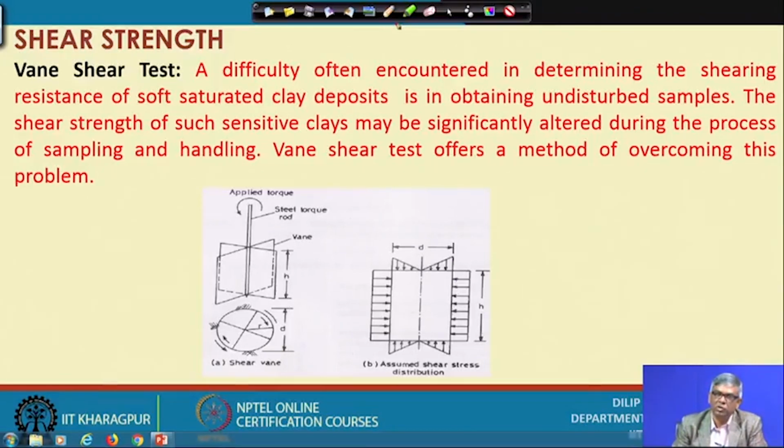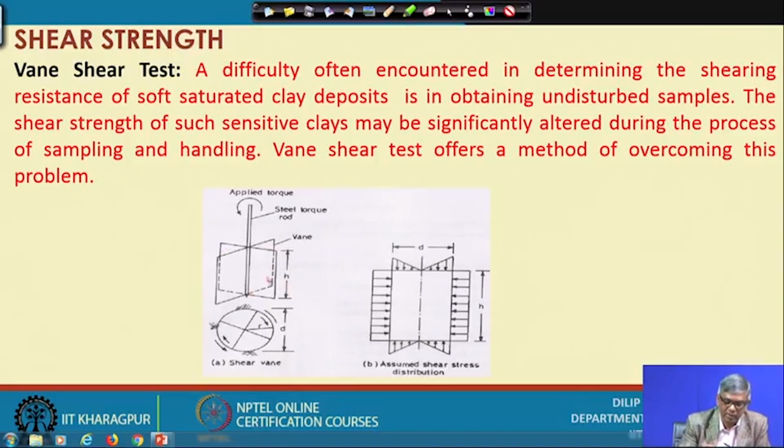Generally, when there is a very soft and sensitive clay, obtaining an undisturbed sample is very difficult, and if you try to do that, its strength behavior will change significantly. Because of that, instead of sampling the soil, we can directly go to the field and test, and that is the vane shear test, which is suitable for soft sensitive clays. So, this is the vane shear test.